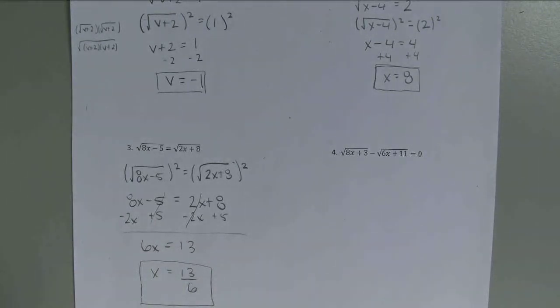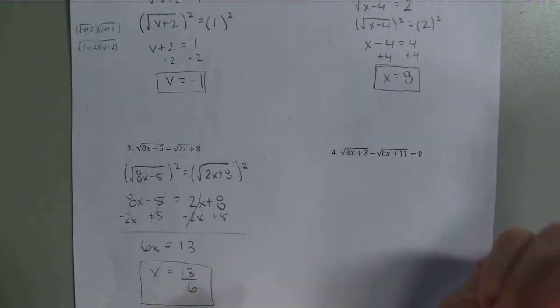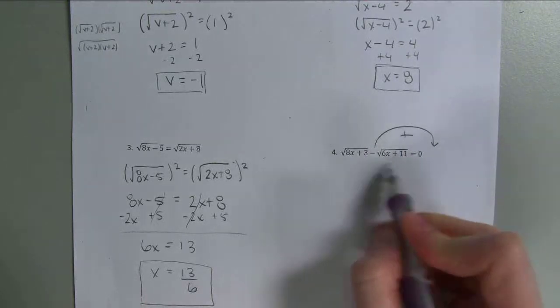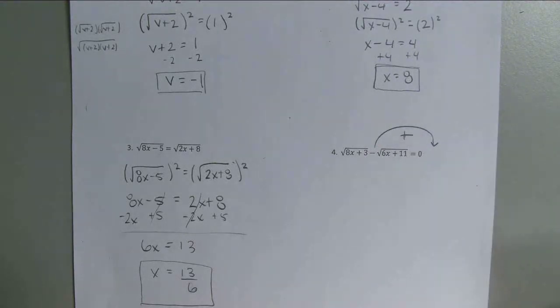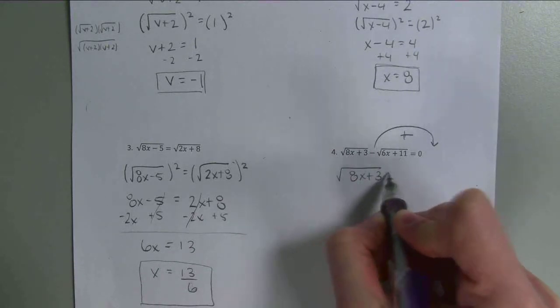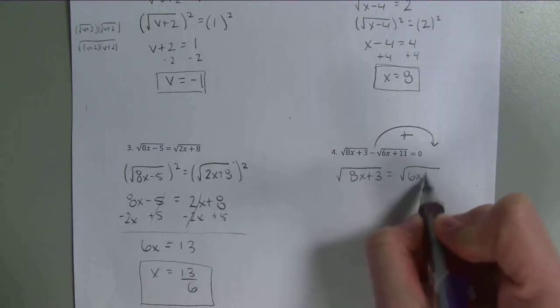Number 4 kind of looks like it, but what do you notice? That they're not isolated. They're both on the same side, right? So what can we do? We can actually add this guy over, the whole thing, we can move him over by adding him over, okay? So what are we going to have? We're going to have 8x plus 3 equals the square root of 6x plus 11.